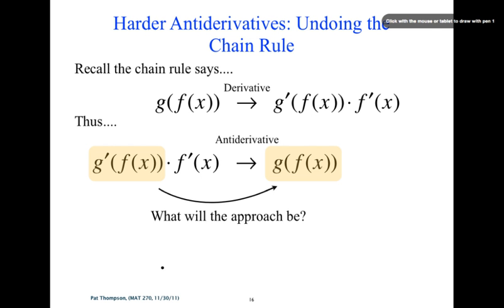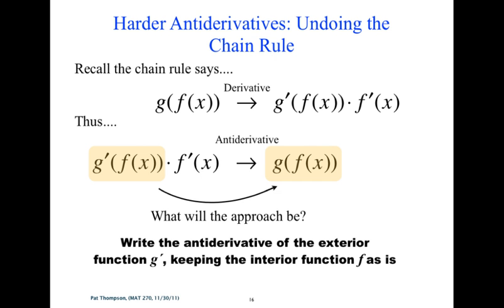So what will the approach be? We're going to write the antiderivative of the exterior function. We're given some of this function, g prime f of x. All we really need is the antiderivative of the exterior function, and we leave the interior function as it is. And we'll have it. Well, almost. There may be a little mess to clean up, and we might be off by a factor or something that we have to figure out. But this is 80% of the thing.